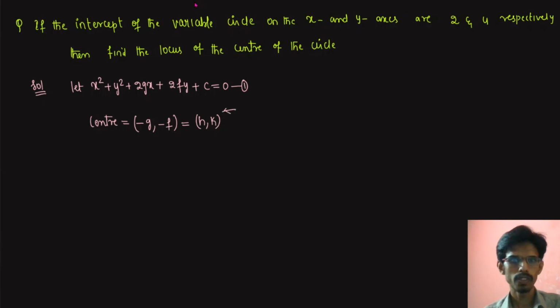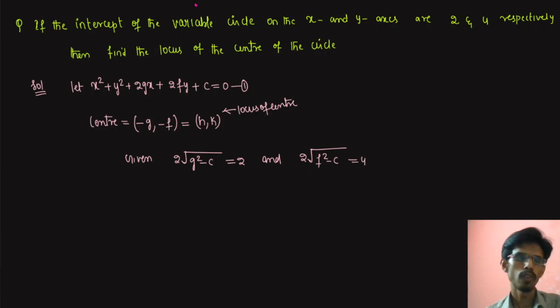We want the locus of the center, as asked in the question. Now we have been given the x-intercept. The x-intercept is nothing but 2 root of (g square minus c), given as 2, and the y-intercept is 2 root of (f square minus c), given as 4. Now cancel the 2s and apply squaring on both sides. It will be g square minus c equals 1.